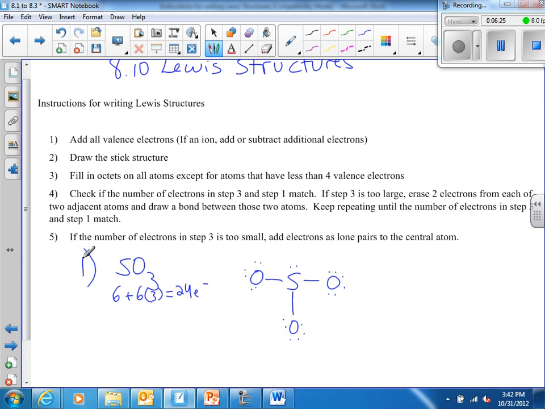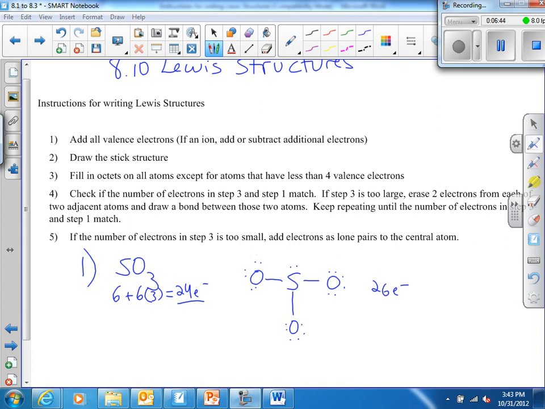Check if the number of electrons in step 3 and step 1 match. Step 1 was 24 electrons. And in here, if we count them all up, we have 2, 4, 6, 8, 10, 12, 14, 16, 18, 20, 22, 24, 26. This is 26 electrons. That is too many. And our instructions say, if step 3 is too large, erase 2 electrons from each of 2 adjacent atoms. The atoms have to be adjacent to each other.